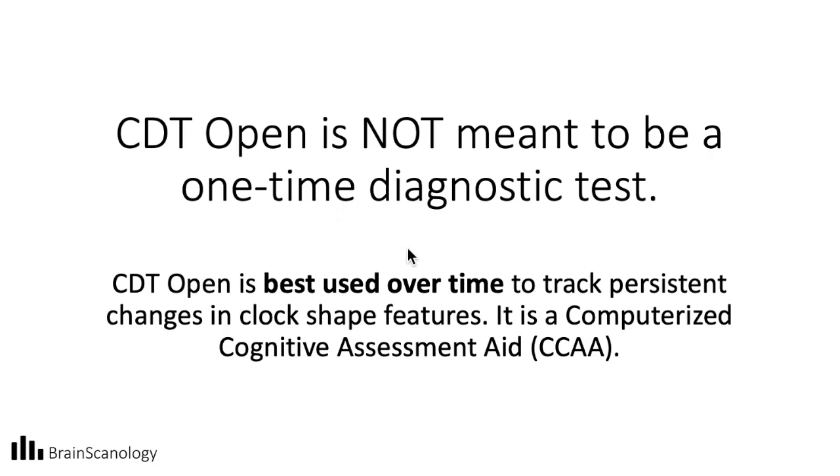CDT Open is best used over time, meaning once a month or once a quarter, depending on your level of risk for dementia. It was designed to show if your clock shapes are consistently moving in or staying in the abnormal zone, which is a warning for you to seek professional help. This app is a computerized cognitive assessment aid.